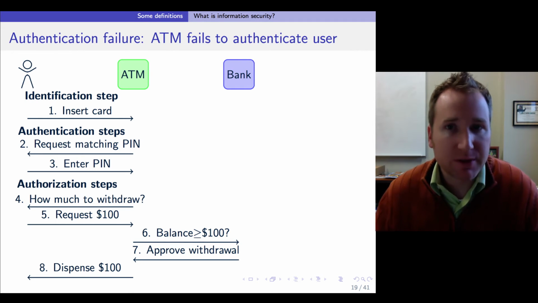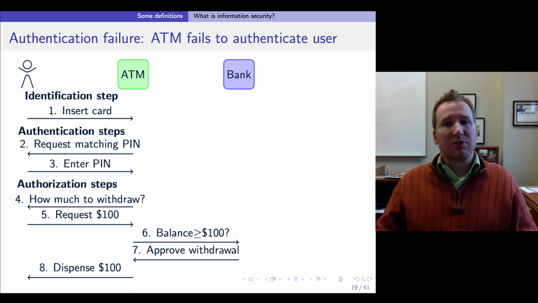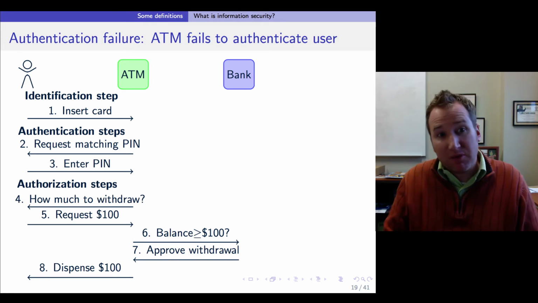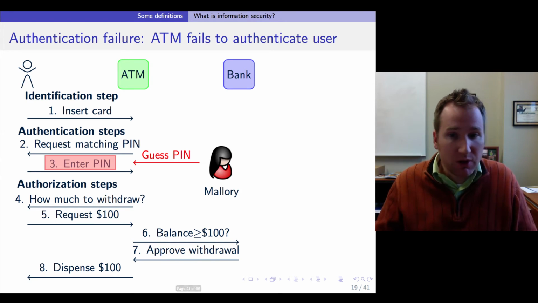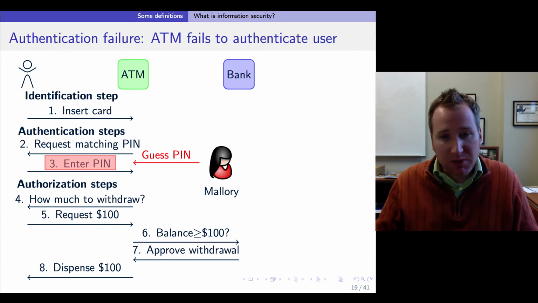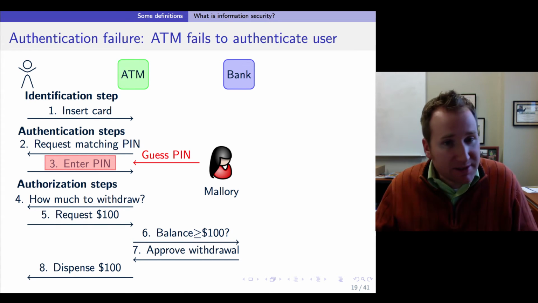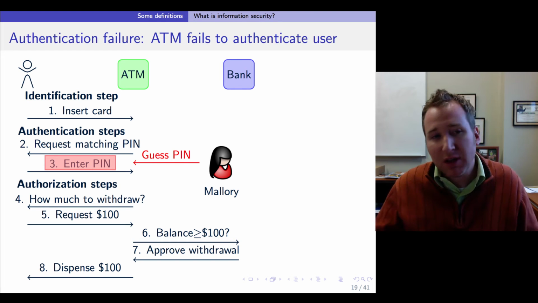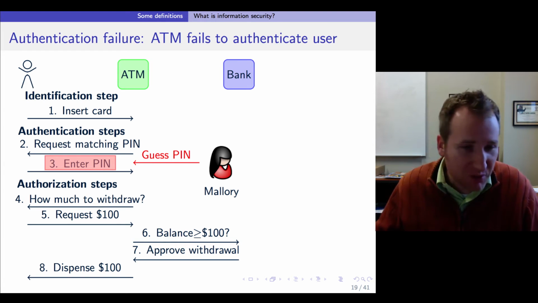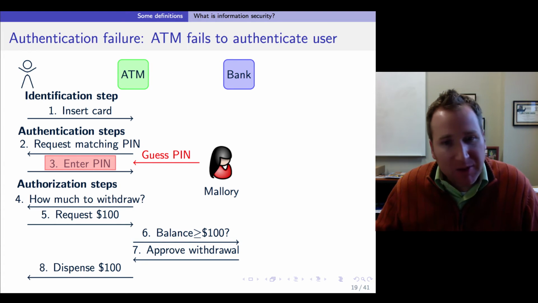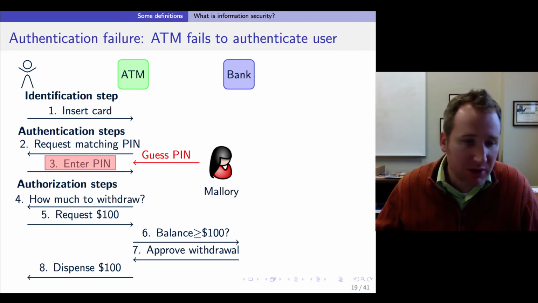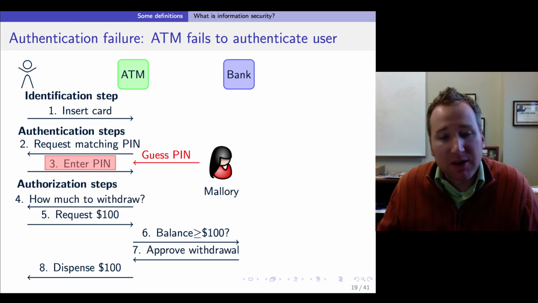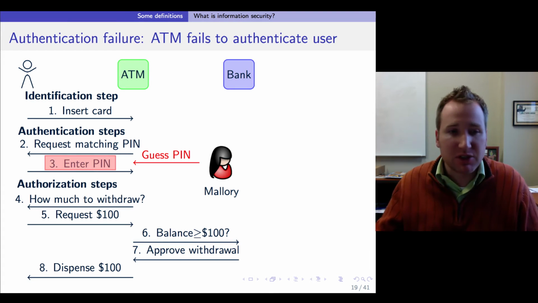So where do things go wrong? Well, they can go wrong in a few ways. One is for an ATM to fail to authenticate a user correctly. So how could that happen? In one case, Mallory comes along and guesses the PIN, perhaps because the user selects their PIN as 1234, and Mallory gets a copy of the card. She can claim that identifier and then enter that PIN and gain authorization.